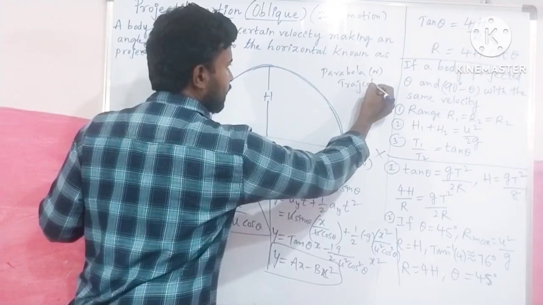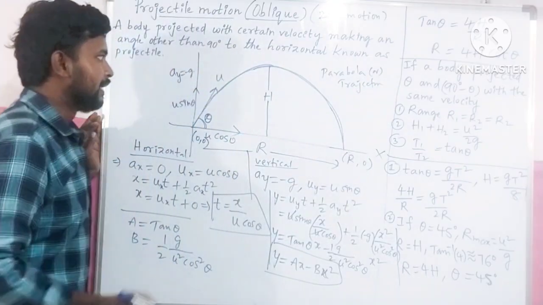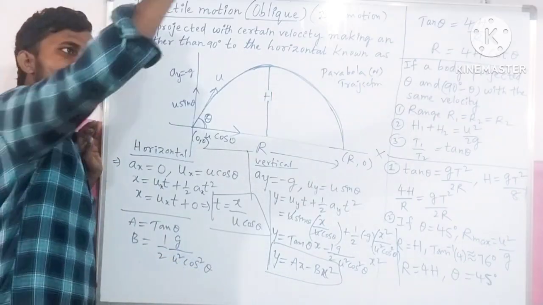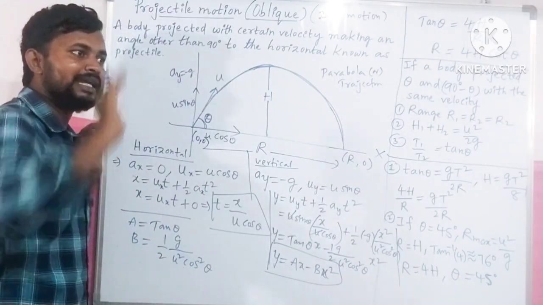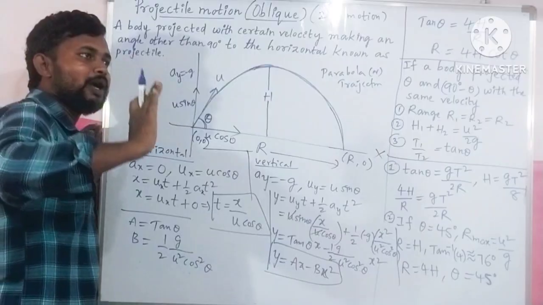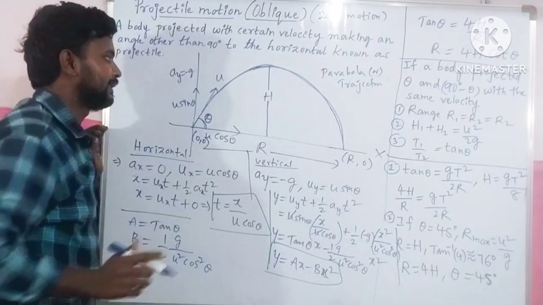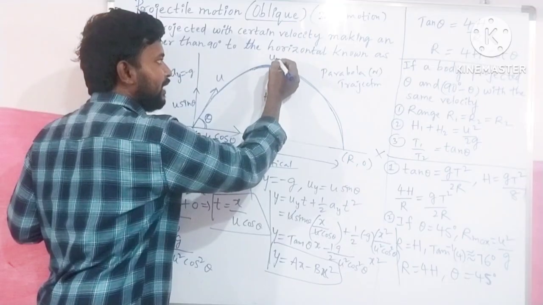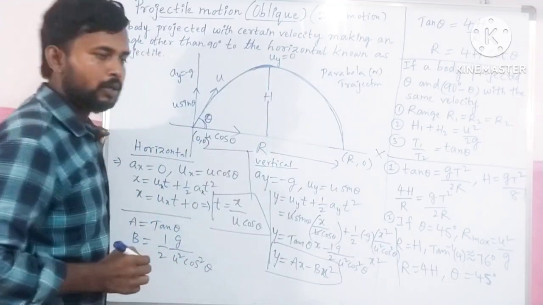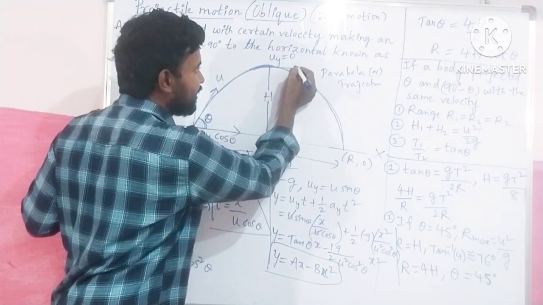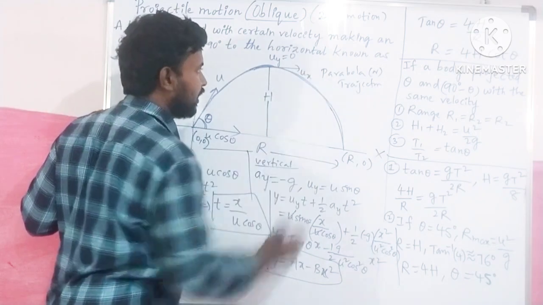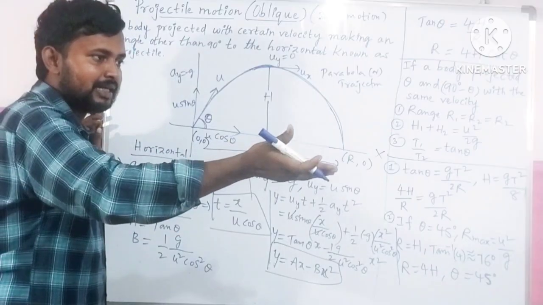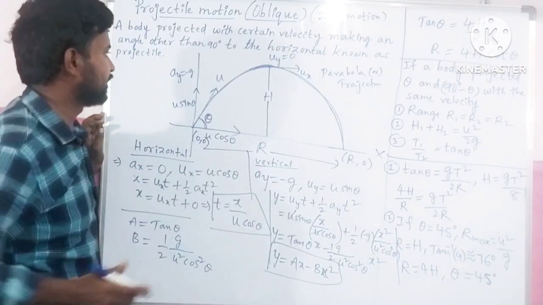Here the body covers some maximum height. When you throw the body with a certain velocity, it finally reaches a certain maximum height. At the maximum height, the vertical velocity uy equals 0, but the horizontal velocity is a constant. The horizontal velocity ux is always constant in this direction.